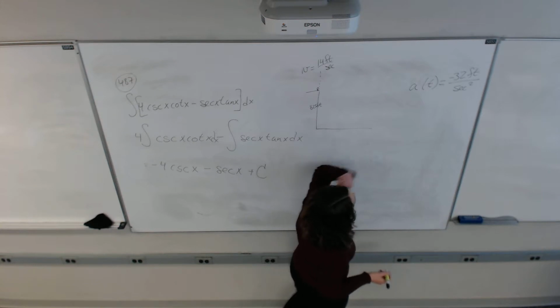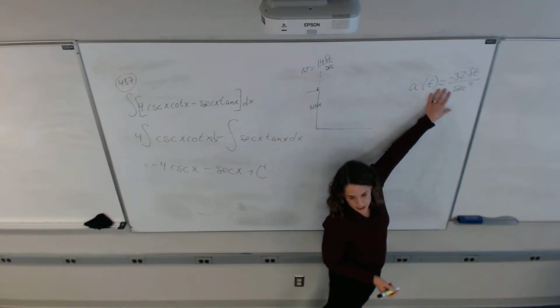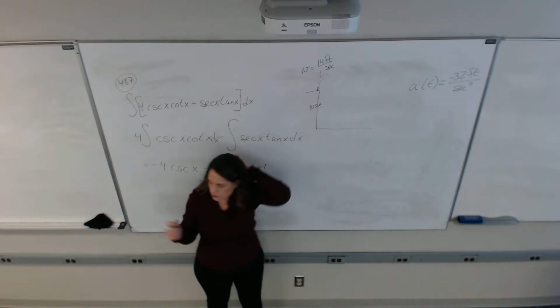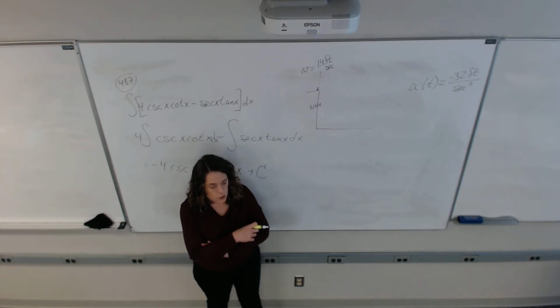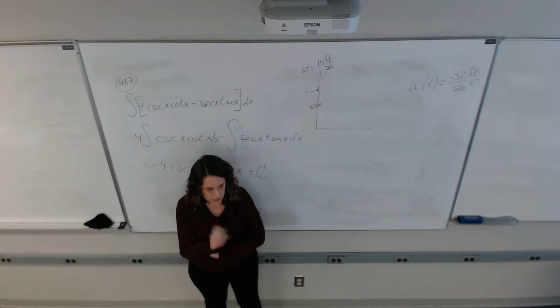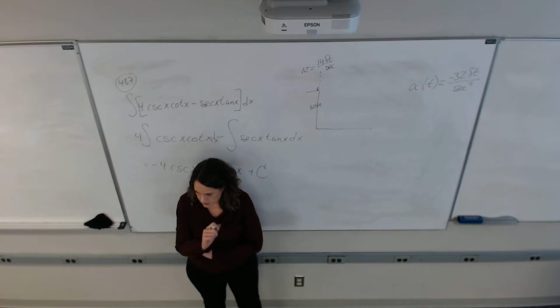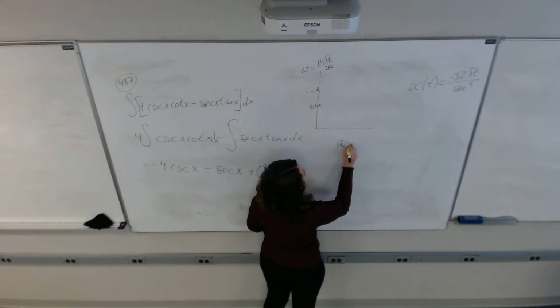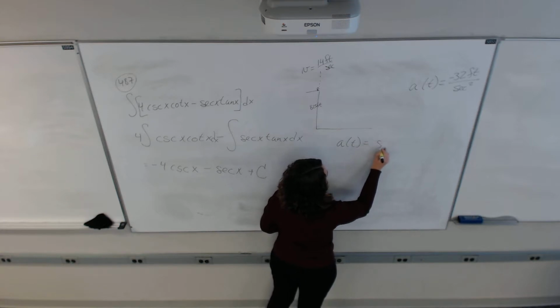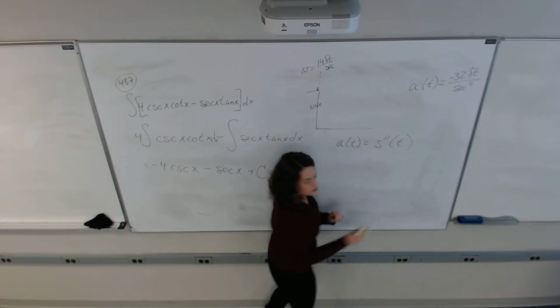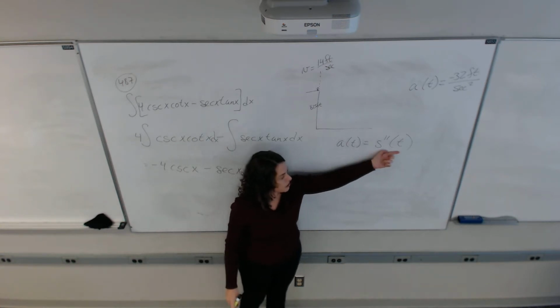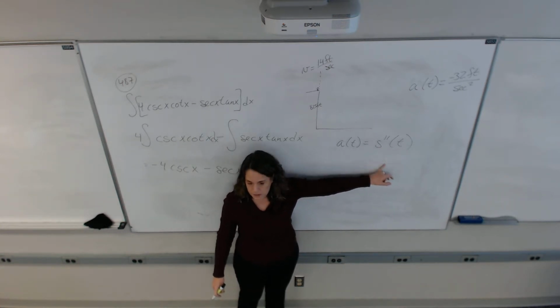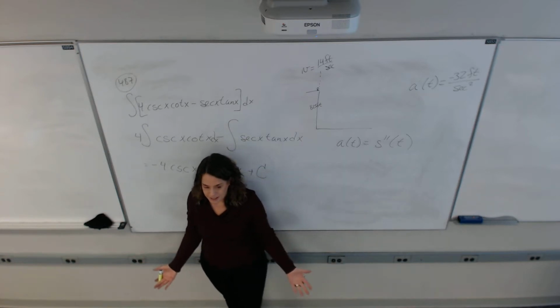Okay, so if that is my a of t, I need to come up with the position because they want to know where it is after 2 seconds. So what is the relationship between position and acceleration? It's the second derivative. So acceleration is the second derivative of position with respect to time. So to get to position, I need to undo the derivative. That sounds like an integral.